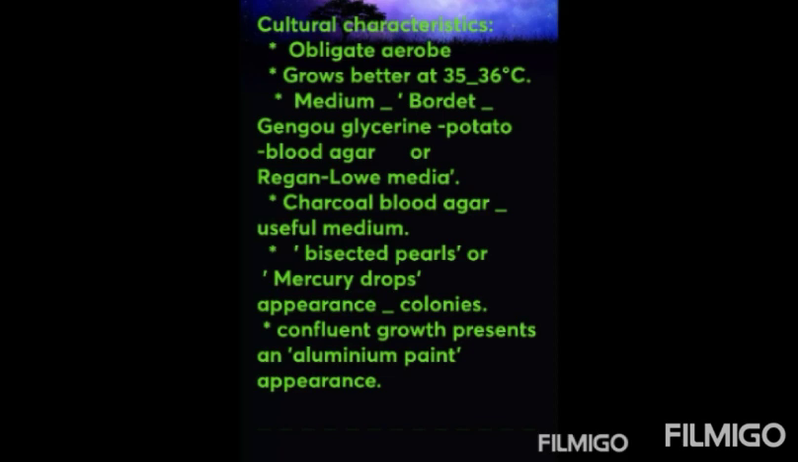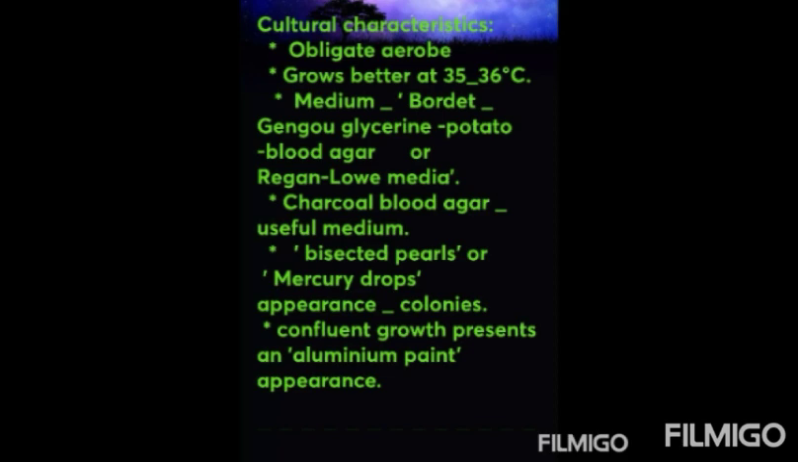It is very important to remember this special medium for this organism. Blood is required not to provide additional nutritive factors, and charcoal blood agar is a useful medium. It does not grow on simple media like nutrient agar. Growth is very slow.